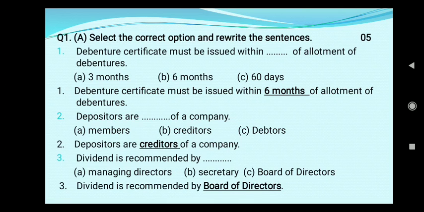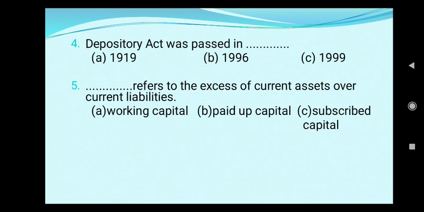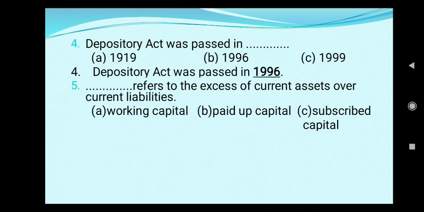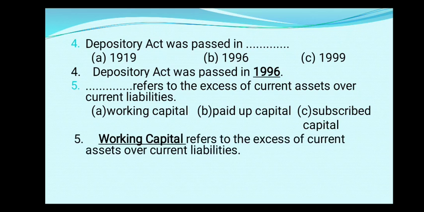Then, Depository Act was passed in dash. And the answer is 1996. This is the important sentence. Depository Act was passed in 1996. Then, dash refers to the excess of current assets over current liabilities. And the answer is working capital refers to the excess of current assets over current liabilities.